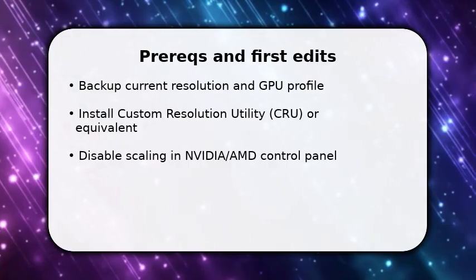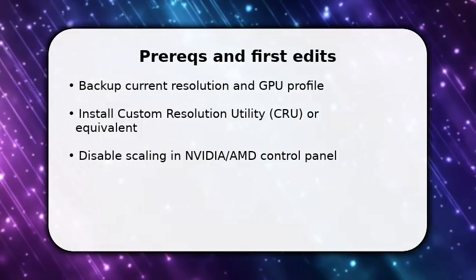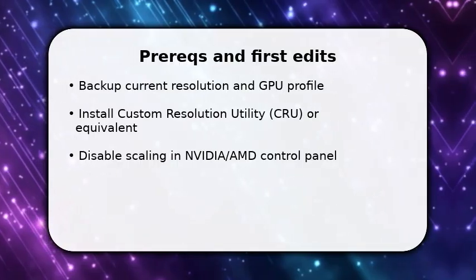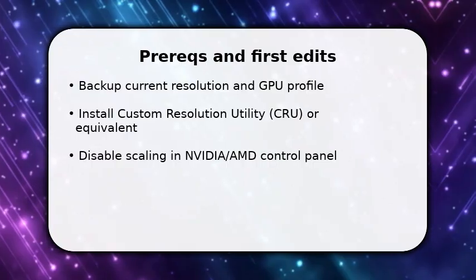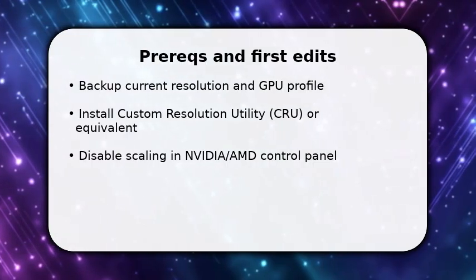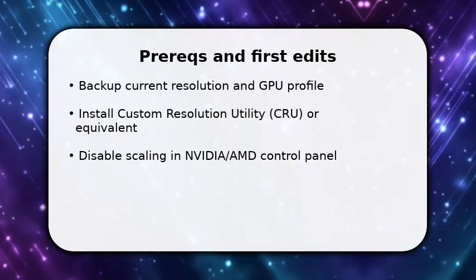You start by preparing the PC. Back up your display settings and confirm your monitor supports the target resolution. Open CRU or another resolution editor and create a custom resolution with the desired width and native height. This forces a stretched pixel map. Once added, restart the graphics driver or reboot to apply changes.